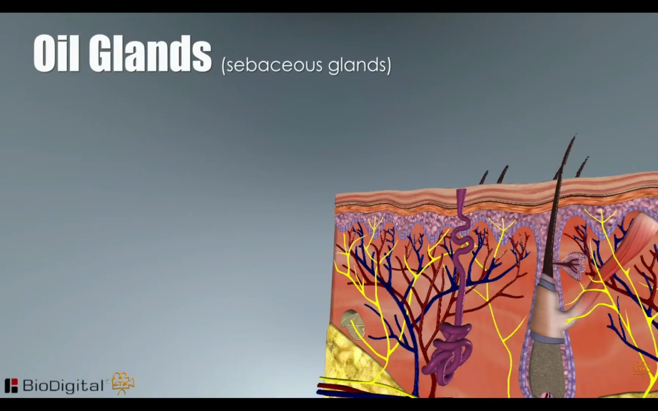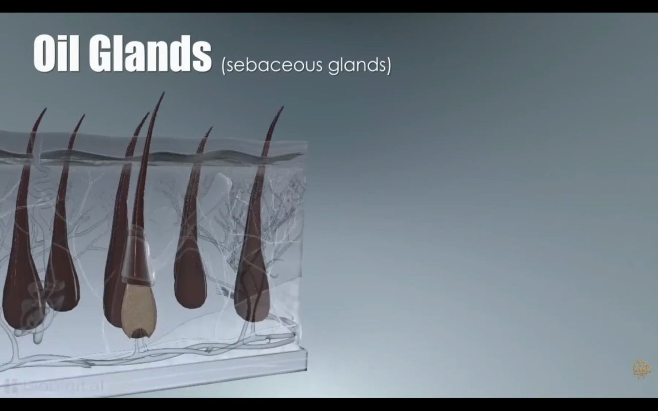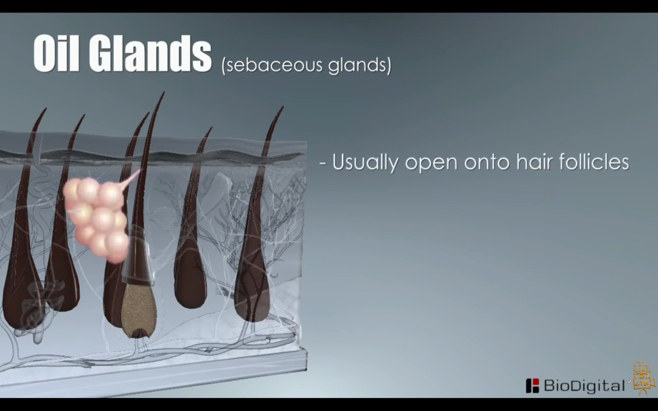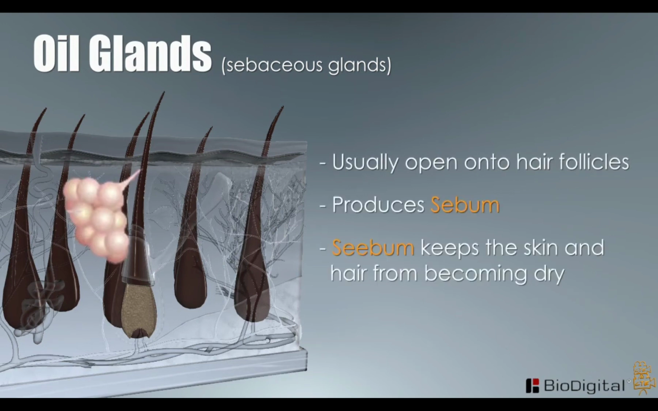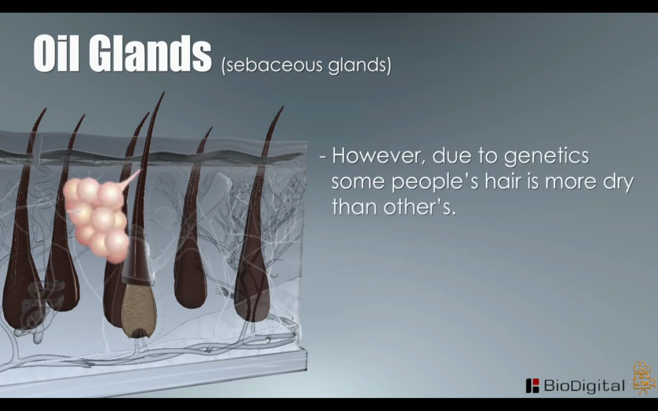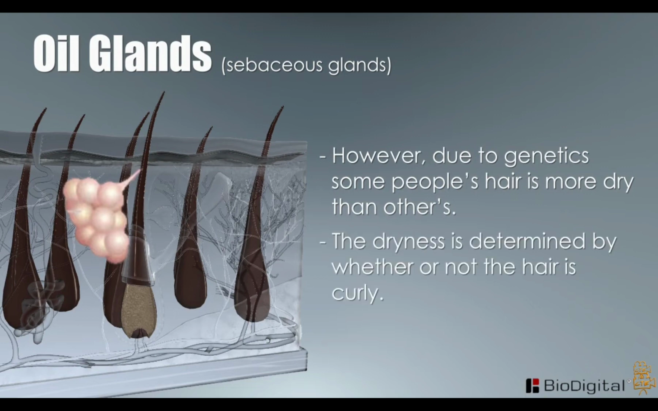Oil, or sebaceous glands, usually open onto hair follicles. These glands produce sebum, an oil that keeps the skin and hair from becoming dry. However, due to genetics, some people's hair is more dry than others. The dryness is determined by whether or not the hair is curly. The curlier the hair, the drier the hair, even when the amount of sebum produced is the same.